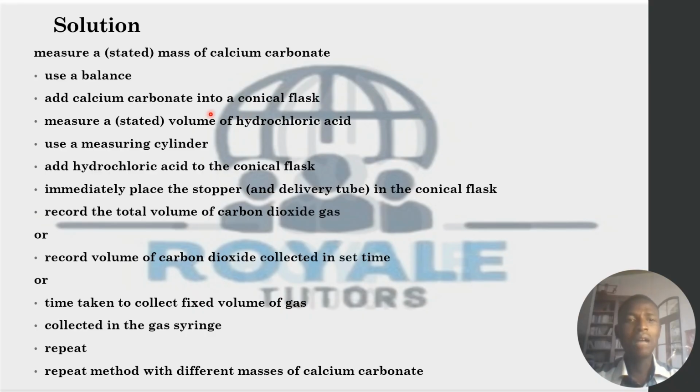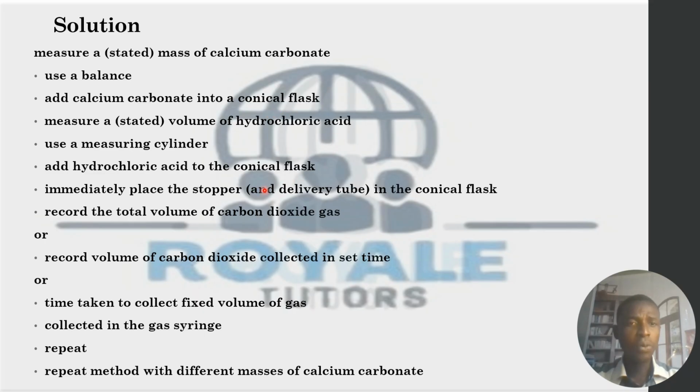After adding your calcium carbonate into the conical flask, you measure the volume of HCl, of course, using your measuring cylinder. Immediately after that, you add the HCl to the conical flask. Don't forget, in the conical flask, we already have the calcium carbonate. Do you understand that?